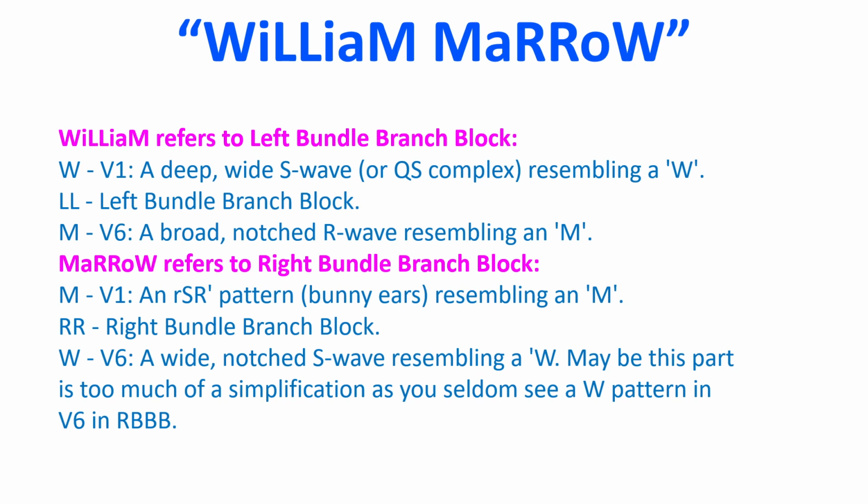Marrow refers to right bundle branch block. M in V1, an RSR pattern, so-called bunny ears, resembling an M. RR stands for right bundle branch block. W in V6, a wide notched S wave resembling a W. Maybe this part is too much of a simplification, as you seldom see a W pattern in V6 in RBBB.